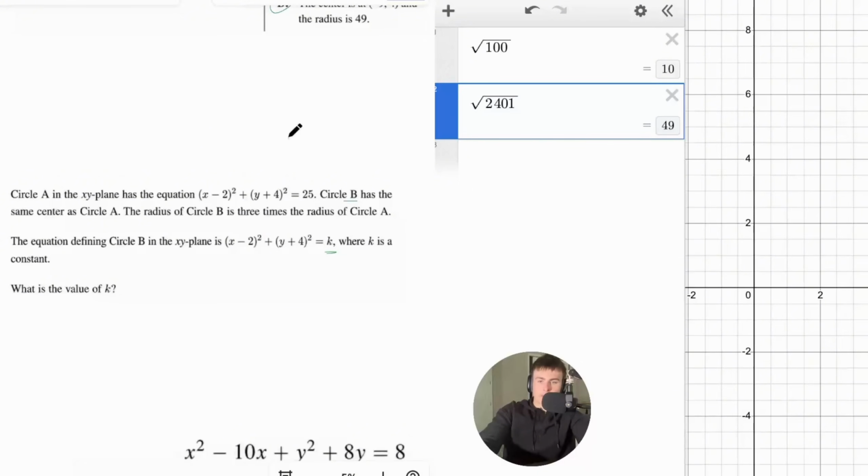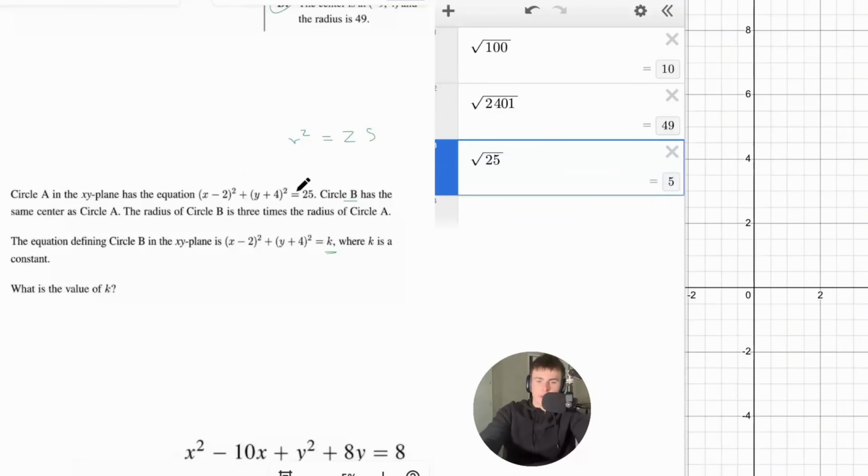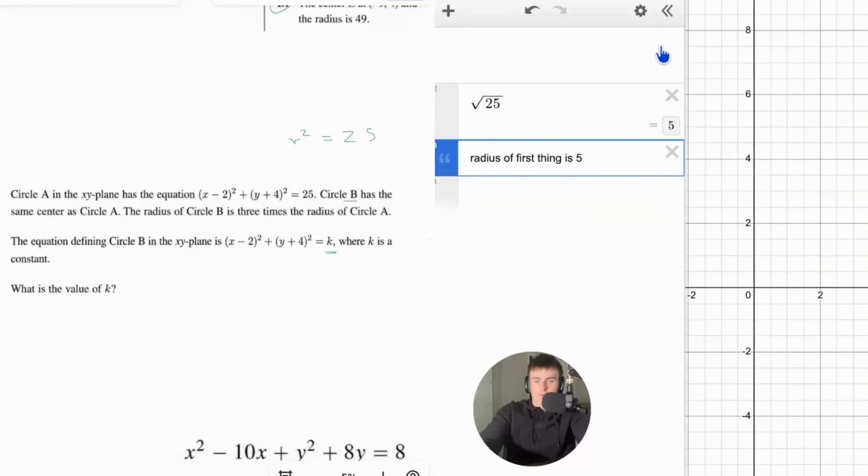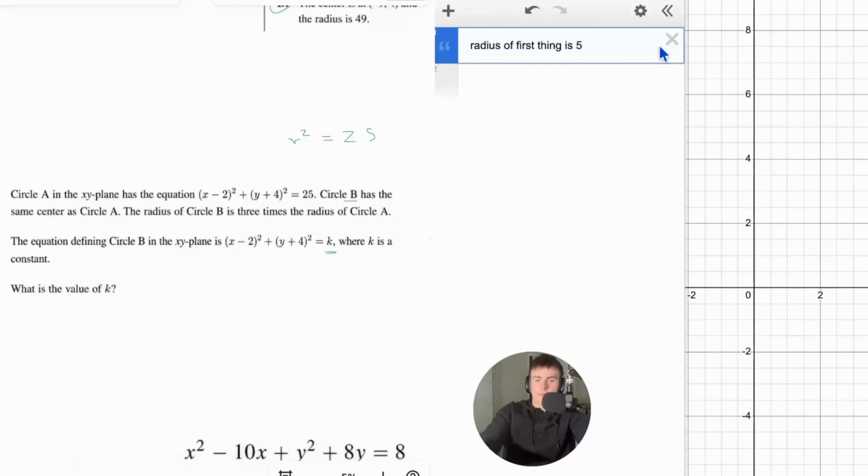Well, the last number, keep in mind, is r squared. If r squared equals 25, then radius is root 25, which is just 5. Radius of the first circle is 5. Keep that in your mind. Now, if the radius of circle B is 3 times the radius of A, it would be 3 times 5, so just 15. So the radius of this circle is 15.